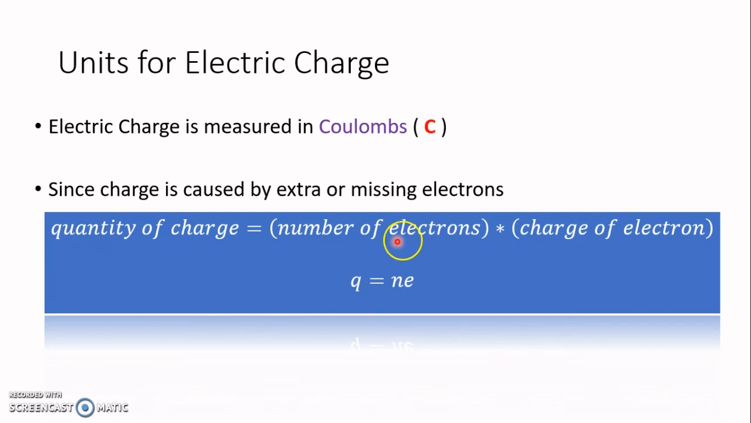So the total charge is going to be the number of electrons that are either missing or that are extra times the charge of one single electron. We indicate that as Q, the total charge, equals N, the number of electrons, times E, the charge of one electron. And the charge of one single electron has the value of 1.6 times 10 to the minus 19th coulombs.